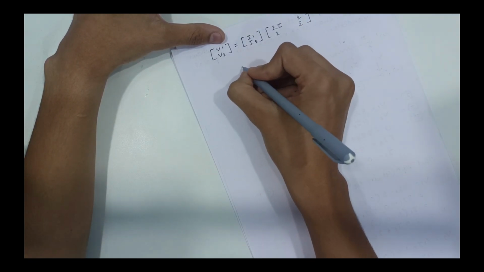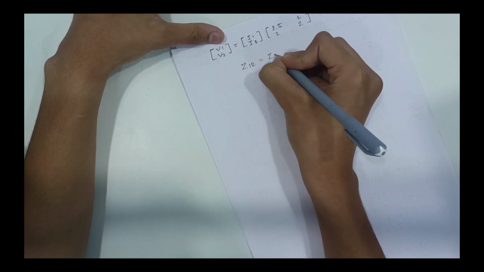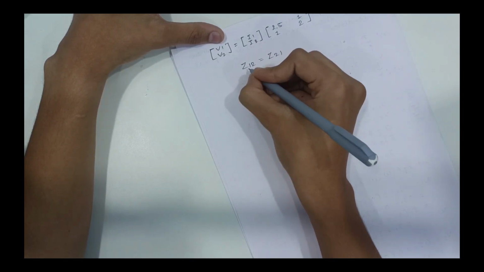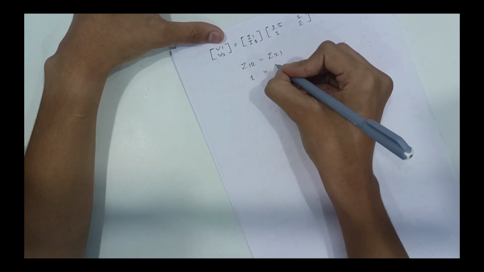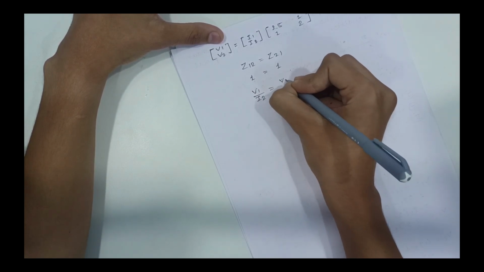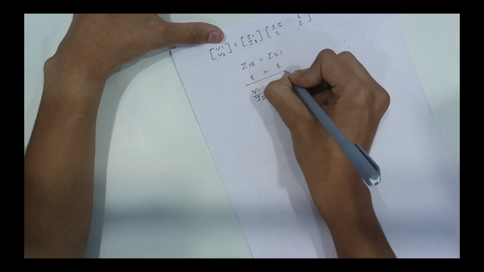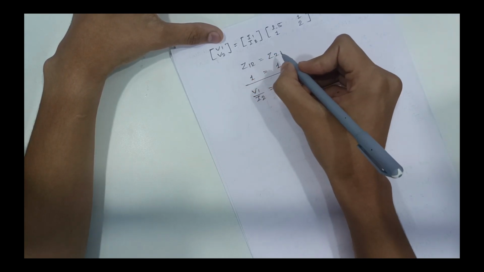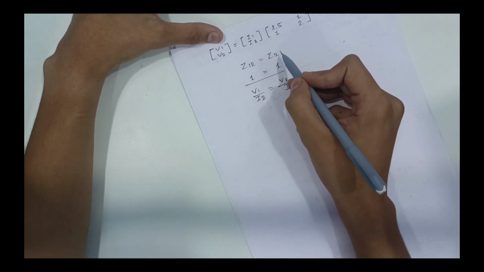As our reciprocal condition says, Z12 is equal to Z21. The value of Z12 is 1 and the value of Z21 is also 1. So we can say V1 upon I2 is equal to V2 upon I1, and it is proved that in this example it is a reciprocal network where Z12 is equal to Z21.